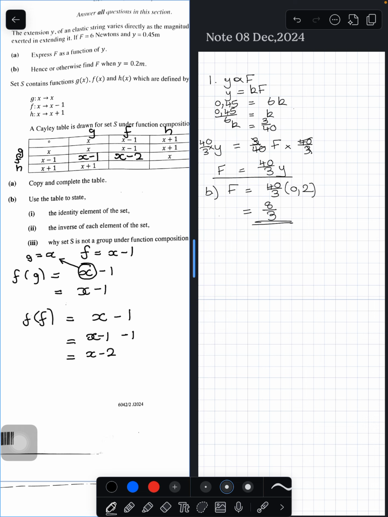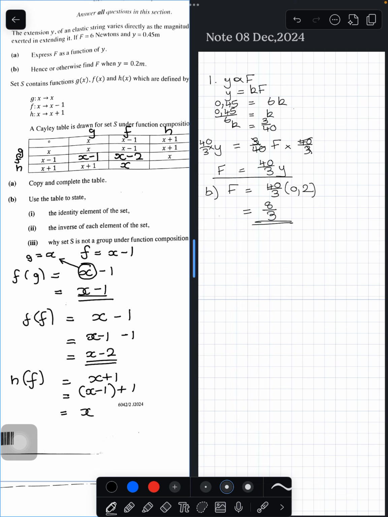Then the next one is h of f. So what is h? H is x plus 1. And in place of x, we replace our x with the value of f. Where there is x, we input the value of f. But what is f? f is x minus 1. But what is following after x? It's plus 1. So x minus 1 plus 1 is x. So we're going to get an x there.